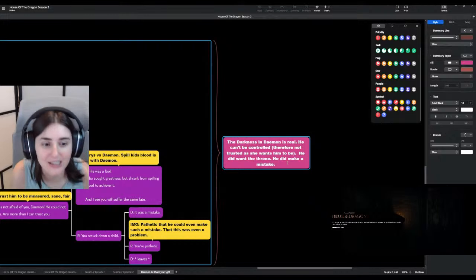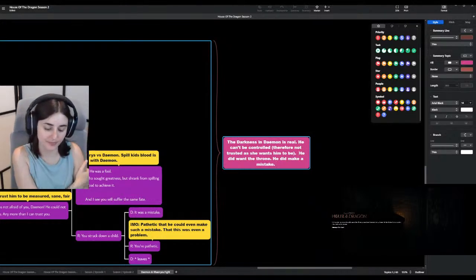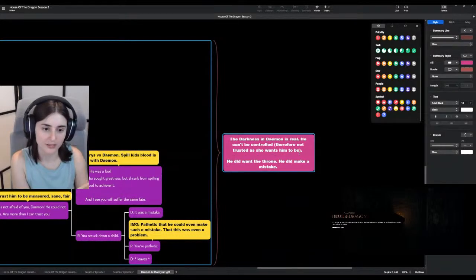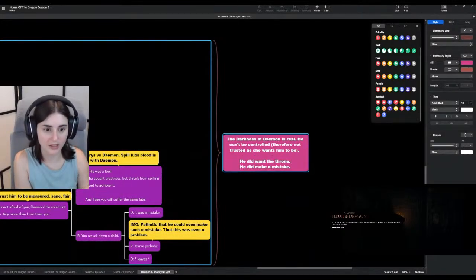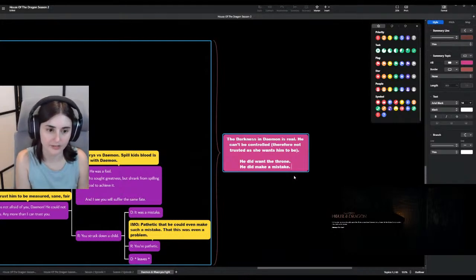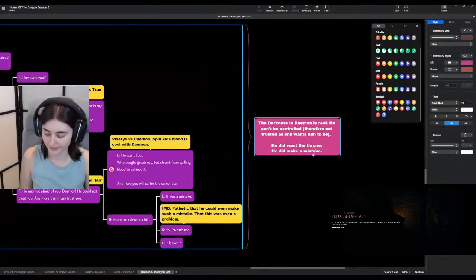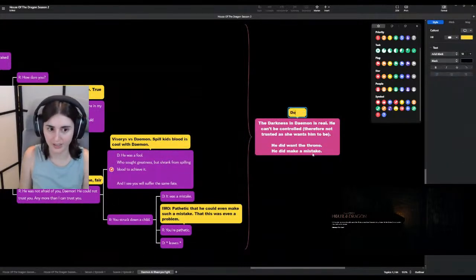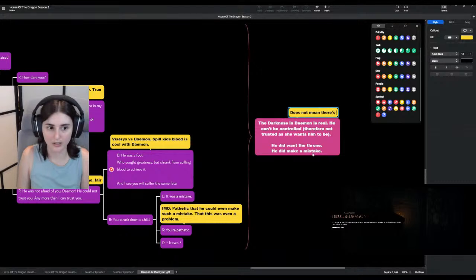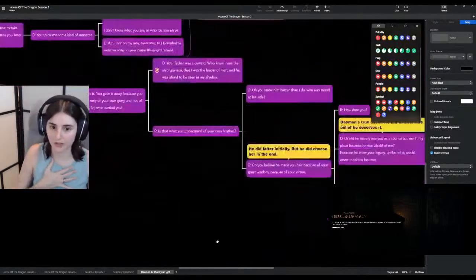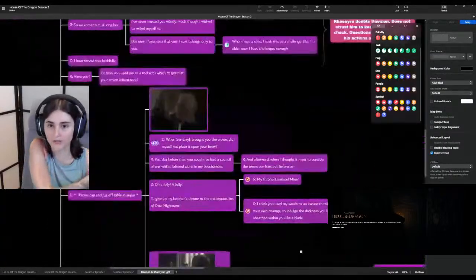He did want the throne. He did make a mistake, therefore not. He did make a mistake. However, does not mean there is absolutely no love in him. I hope so. I want redemption for Daemon. Thank you very much. Whole diagram of the Daemon.